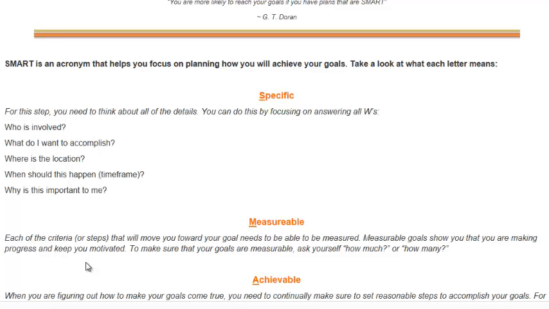To make sure that your goals are measurable, ask yourself how much or how many. So, for example, if I say I want to lose 30 pounds, that is a measurable goal because it says how much and how many. It's also pretty specific. But if I said, I want to lose weight, that's too general. There's no way to measure how much would be a successful outcome of that goal. Would 1 pound be enough? Or would it be more healthy to lose a different amount?